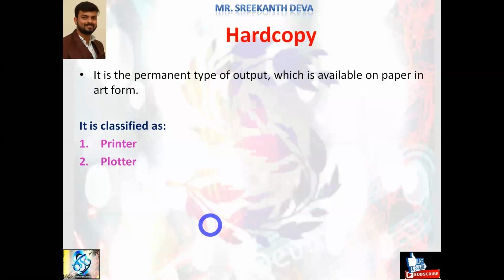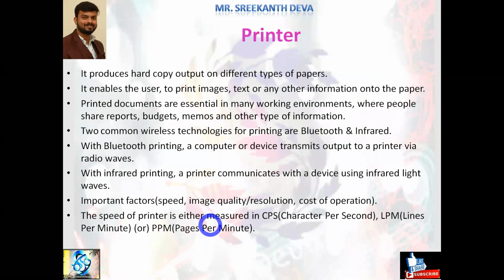Hard copy is nothing but information available on paper, in the form of art. It is classified into printer and plotter. I explained printers in detail; their speed is measured in characters per second, lines per minute, and pages per minute. Printers simply produce hard copy output on different types of paper. We can print text information, image information, and so on.